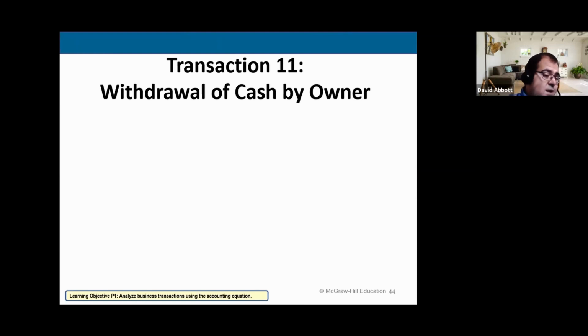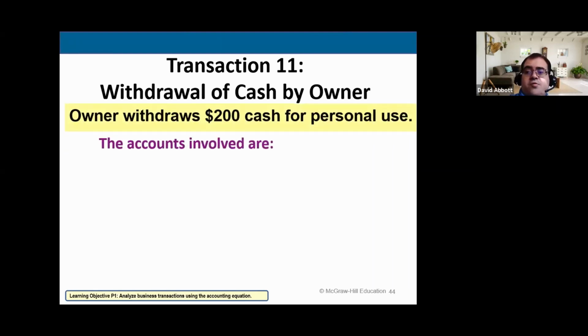All right, and then we have withdrawal of cash by owner. So the owner withdraws $200 in cash for personal use.